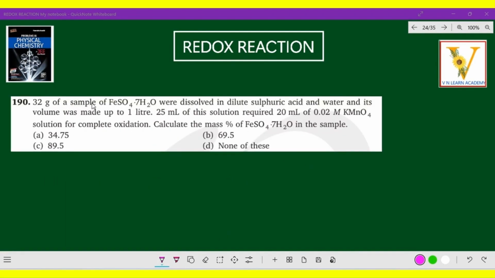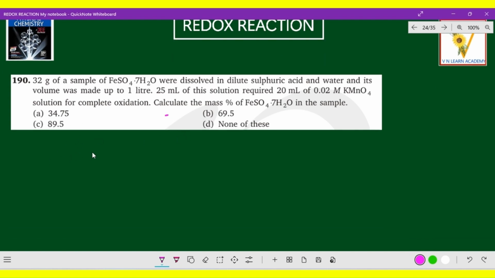The next question: 32 gram of a sample of FeSO4·7H2O was dissolved in dilute sulfuric acid and water, and its volume was made up to 1 liter. 25 ml of this solution required 20 ml of 0.02 M KMnO4 solution for complete oxidation. Now calculate the mass percentage of FeSO4·7H2O in the sample. So this is the purity of the sample, the mass percentage we have to identify. And next, the n-factor of FeSO4 and KMnO4, that you know very well. It is a famous half reaction. So come on, let us check with that.